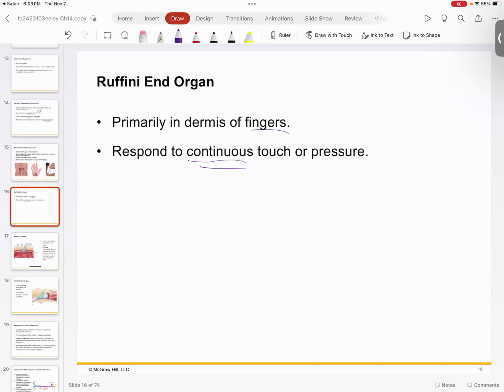Oftentimes it's not uncommon. We do it subconsciously. We don't even know we're doing it. We'll walk by something and we'll just touch it, right? We'll just touch it. Why? Because that's kind of the way we receive information from the outside of our world.